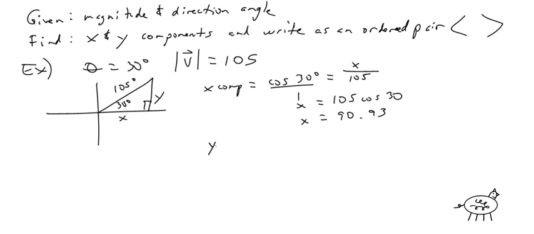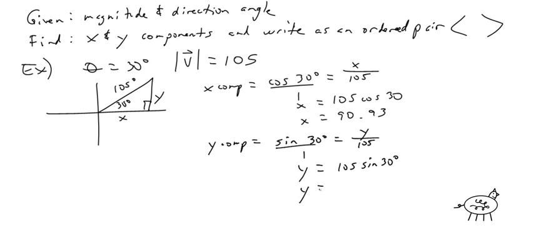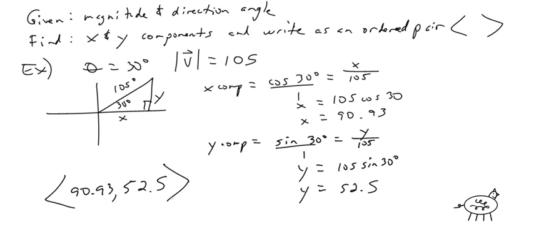Okay, now let's do our y component. That's going to be sine of 30 degrees equals y over 105. Cross multiply, I get y equals 105 sine of 30. So y comes out to be 52.5. Now remember, your final answer is in brackets. So this is 90.93 comma 52.5 exactly. It's pretty easy. Now, notice this is in the first quadrant. It's all positive numbers.